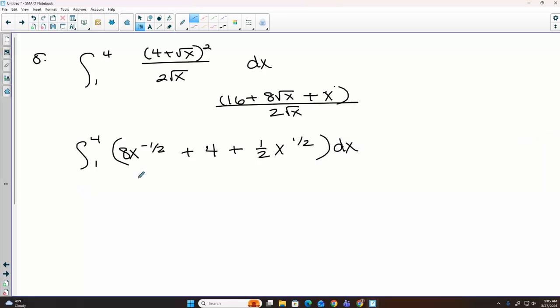So now, add 1 to the power, so that would be a positive 1/2, which means we need a 2 in front, times the 8 would be a 16. Antiderivative of 4 would be 4x. X to the 1/2, if I add 1 to the power, that's 3/2, so we need a 2/3 in front, times my 1/2 will be 1/3.